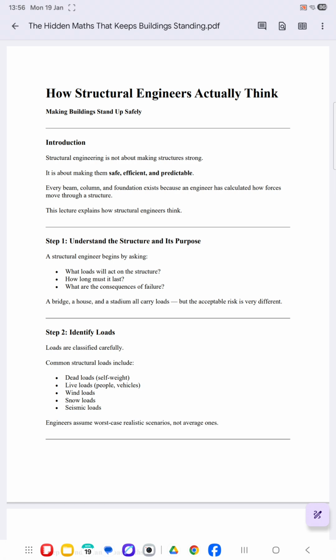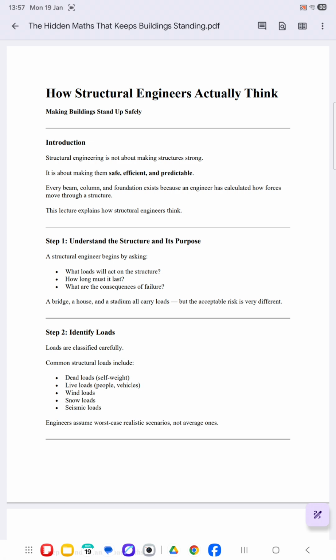Every beam, column and foundation exists because an engineer has calculated how forces move through a structure. This lecture explains how structural engineers think. In step 1, we understand the structure and its purpose.